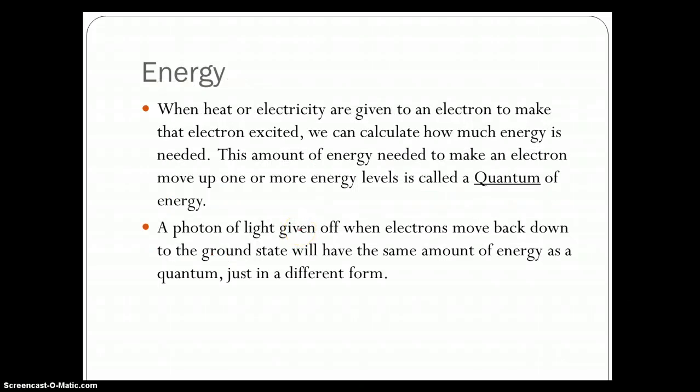Now, once we know the wavelength and the frequency, we can figure out energy. So anytime heat or electricity, which are both forms of energy, are given to an electron to make that electron excited, we can actually calculate how much energy is needed to excite the electron. The amount of energy needed to make an electron move up one or more energy levels is called a quantum of energy. So you've heard that word quantum before. This is what it means. A quantum is a specific amount of energy needed to make an electron jump up an energy level.